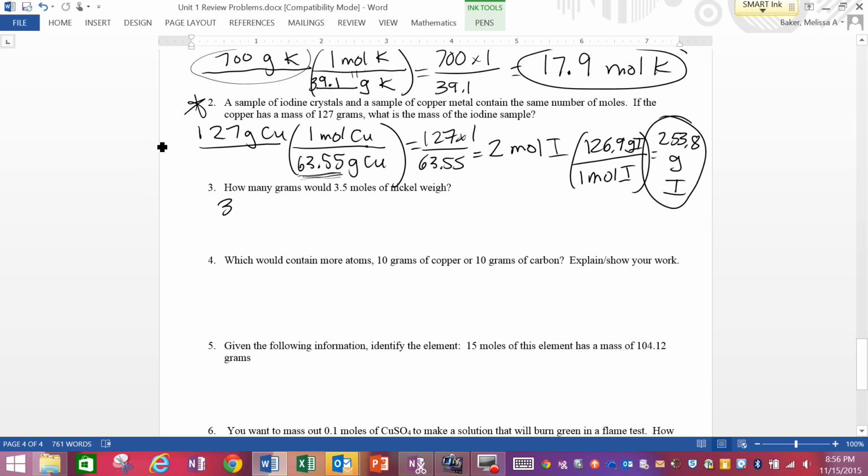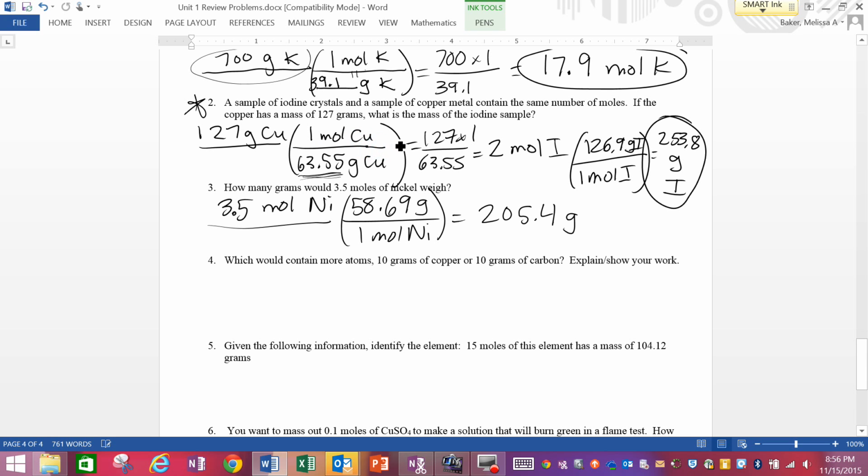Alright, number 3 is a little different. We're starting with moles. 3.5 moles of nickel. How much would that weigh? Well, let's figure out how much 1 mole of nickel would weigh first. 1 mole of nickel, according to the periodic table, weighs 58.69 grams. You've got 3.5 moles, so multiply across the top, divide by the bottom, it would be 205.4 grams of nickel.